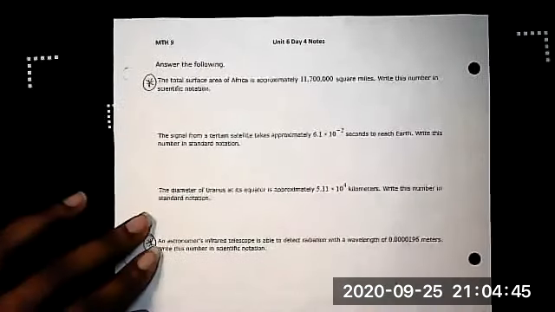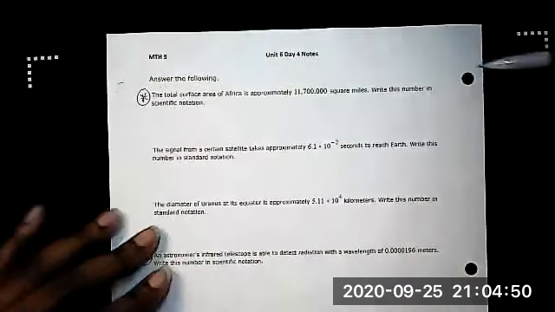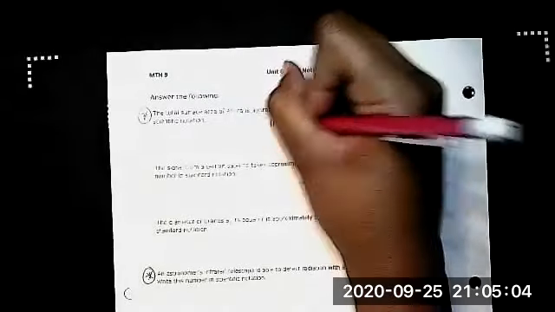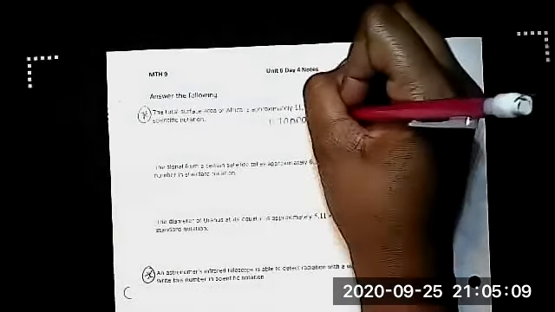All right, let's turn this around. Word problems. The total surface area of Africa is approximately 11,700,000 square miles. Write this number in scientific notation. So we're going to write this number 11700, and then there are 3 more zeros. 1, 2, 3. In scientific notation, again, this is not going to be difficult for us because we know that it has to be between 1 and 10.